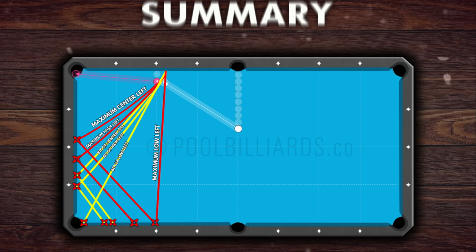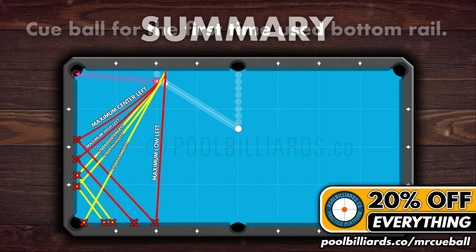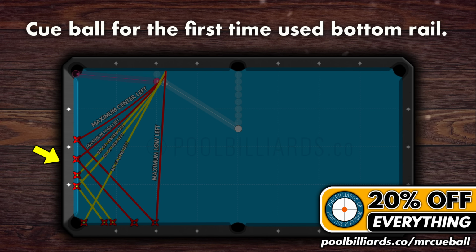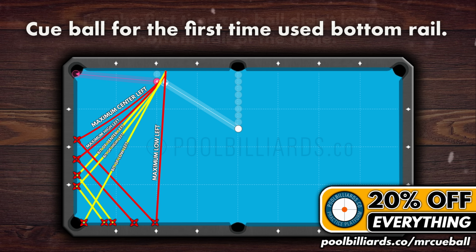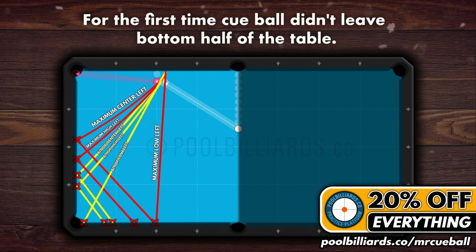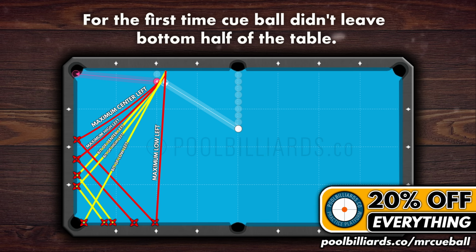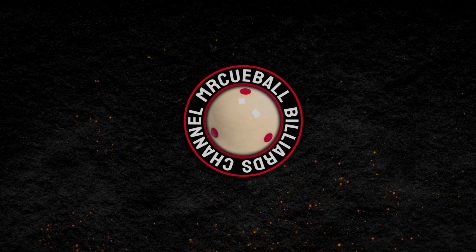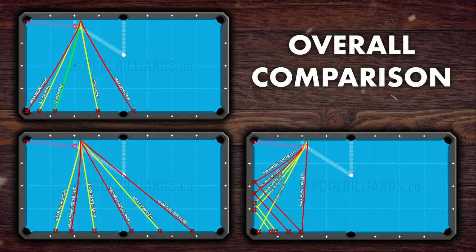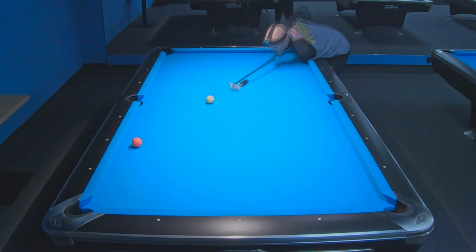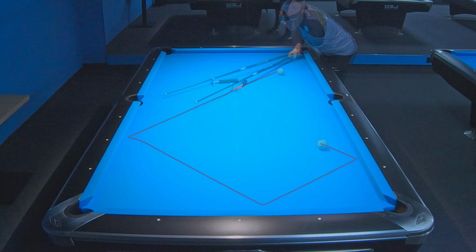So in this case, if we compare all shots with left spin, then we can see that the cue ball for the first time used the bottom rail and didn't leave the bottom half of the table, especially during shots with low spin. Alright, so as you can see, spin changes everything in billiards, and we can bring the cue ball to every part of the table, but we need to know how the cue ball behaves due to different types of spins.